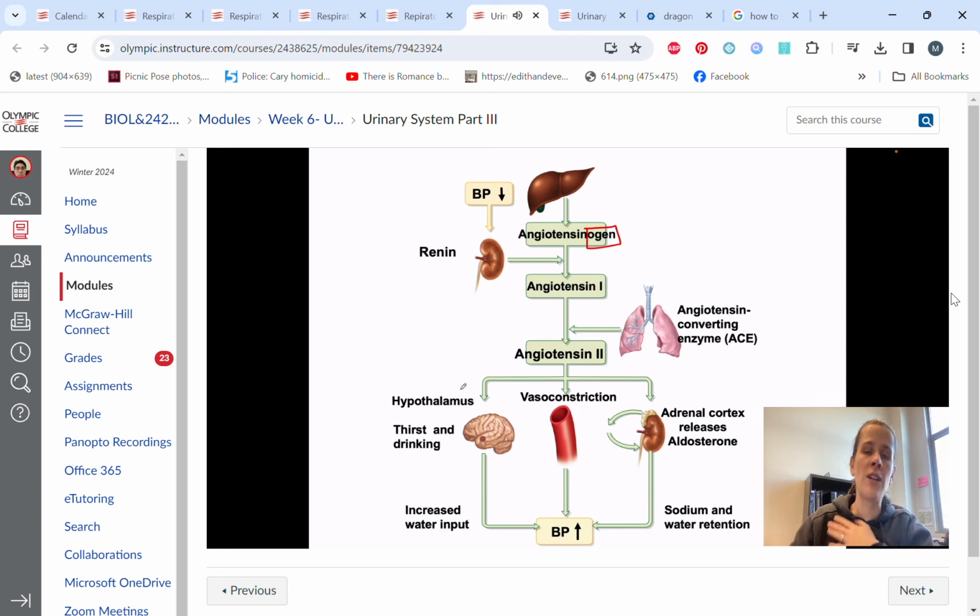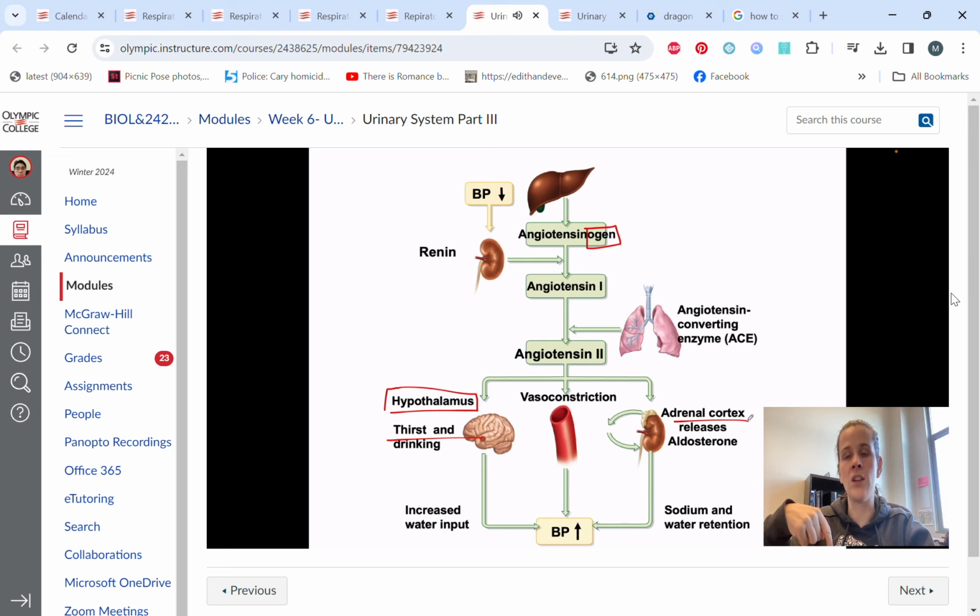Then it also is going to stimulate in the hypothalamus. Remember, your hypothalamus regulates your seven dwarfs, which include your thirst. It's going to stimulate your thirst in your hypothalamus, which is going to increase your water input, which will eventually lead to increased blood pressure. It also acts on the adrenal cortex. The adrenal cortex will release aldosterone.